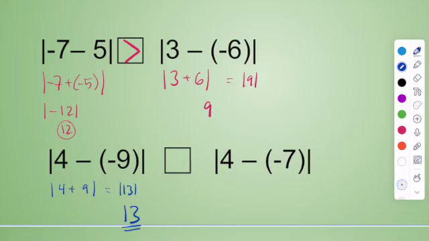Then we have the absolute value of 4 minus negative 7. It is another subtraction, so I need to rewrite it as addition. 4 plus the opposite of negative 7 is 7. 7 plus 4 is 11. The absolute value of 11 is 11. 13 is greater than 11, so it gets another greater than.